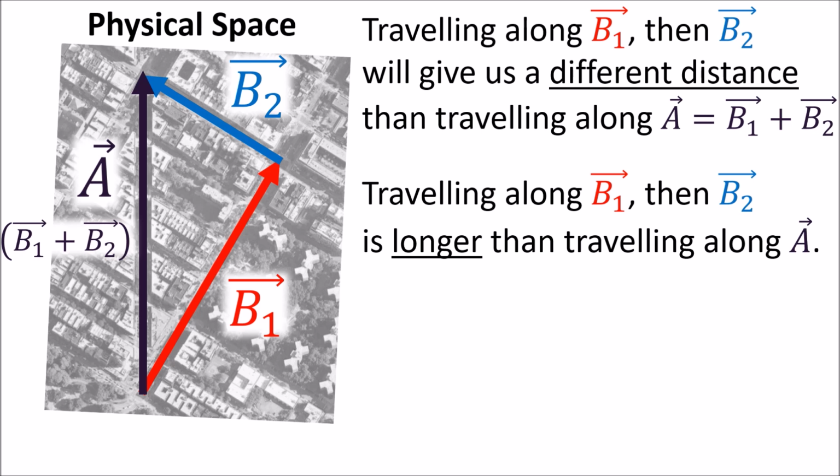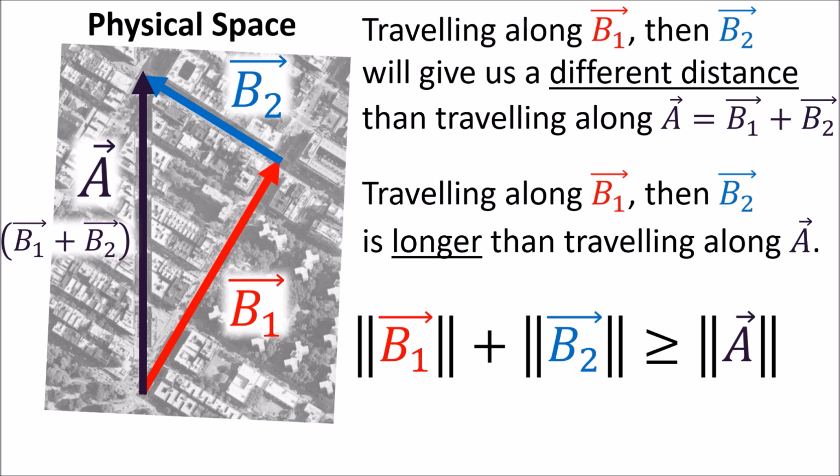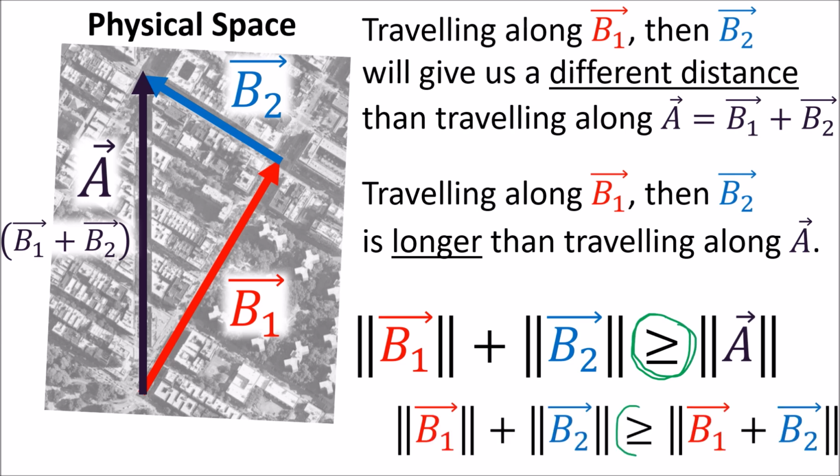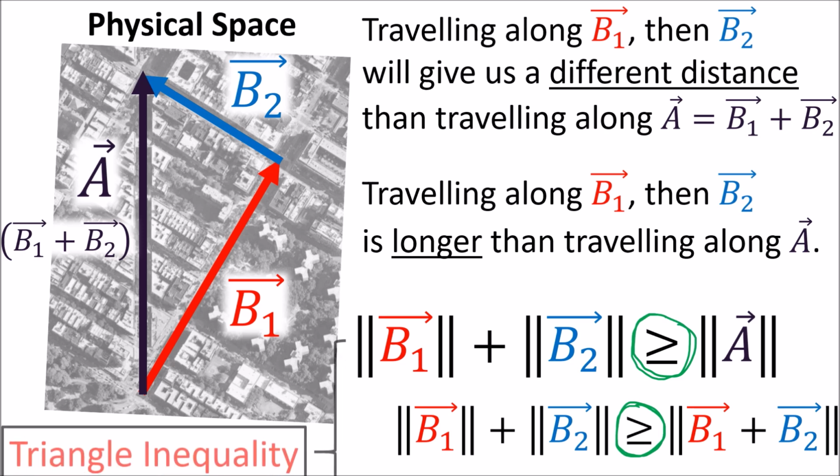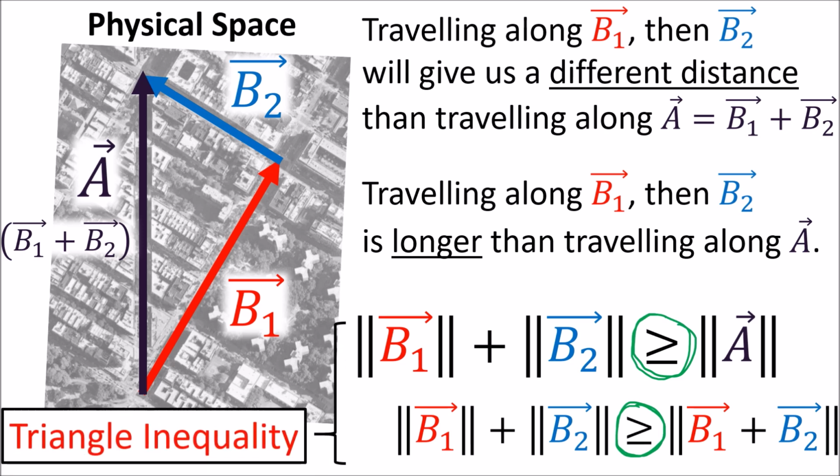Mathematically, this is stated as the length of B1 plus the length of B2 is greater than or equal to the length of A, where A is just the vector sum of B1 and B2. This is called the triangle inequality. It basically means that the lengths of any 2 sides of a triangle added together will always be longer than the third side.